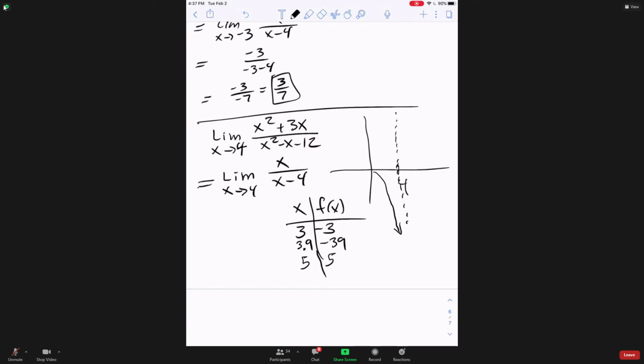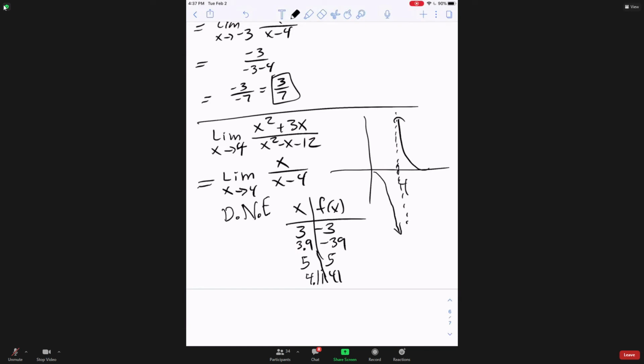Let's pick 4.1. So that would be 4.1 over 0.1, which gives me 41. So it looks like it's going to positive infinity from this side. So the answer to this is going to be does not exist.